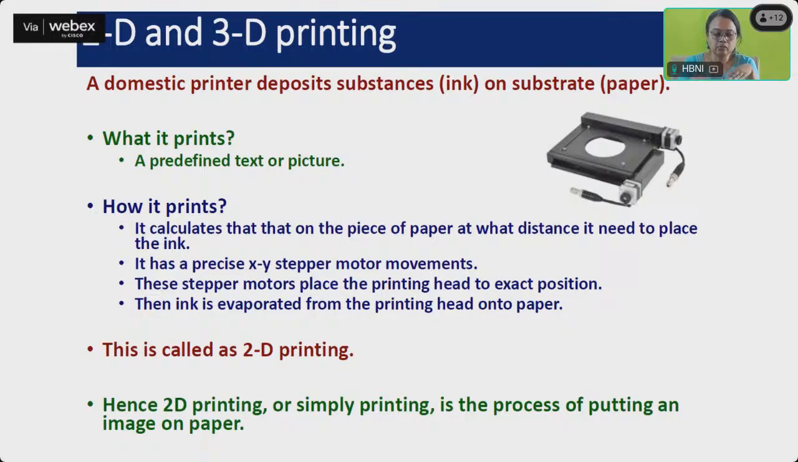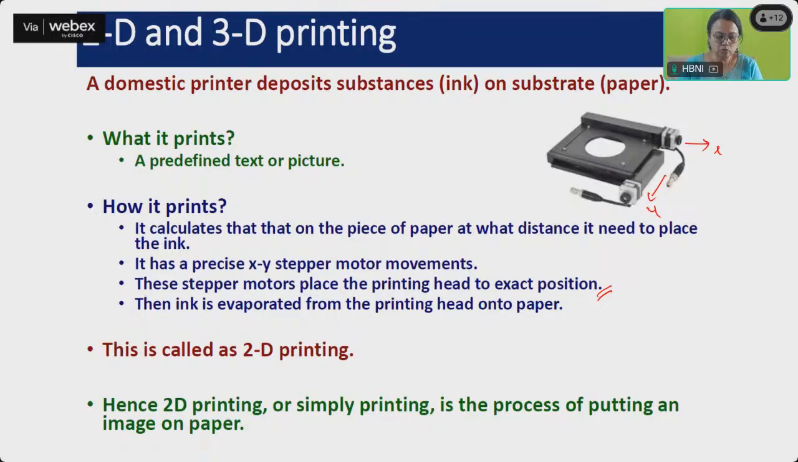And then there is an xy stepper motor, an x and y stepper motor. It will be like changing your cartridge position, so where the ink is getting deposited. So this stepper motor places the printing head at the exact position, and the ink is evaporated from the printing head onto the paper. So this is 2D printing, which every one of us is using.